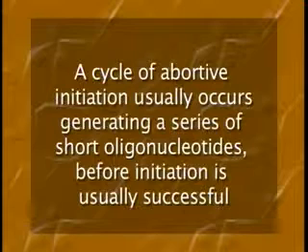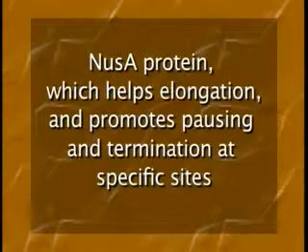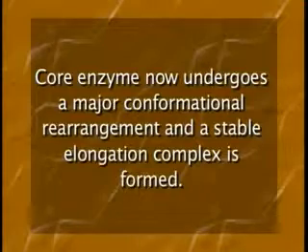A cycle of abortive initiation usually occurs, generating a series of short oligonucleotides before initiation is successful. Number 4, once initiation succeeds, the sigma factor of RNA polymerase dissociates. Number 5, the dissociation of sigma factor marks the entry of NusA protein, which helps elongation and promotes pausing and termination at specific sites. Core enzyme now undergoes a major conformational rearrangement and a stable elongation complex is formed.